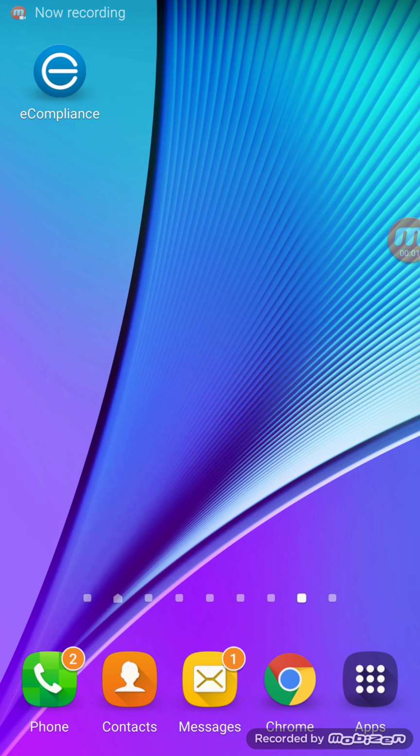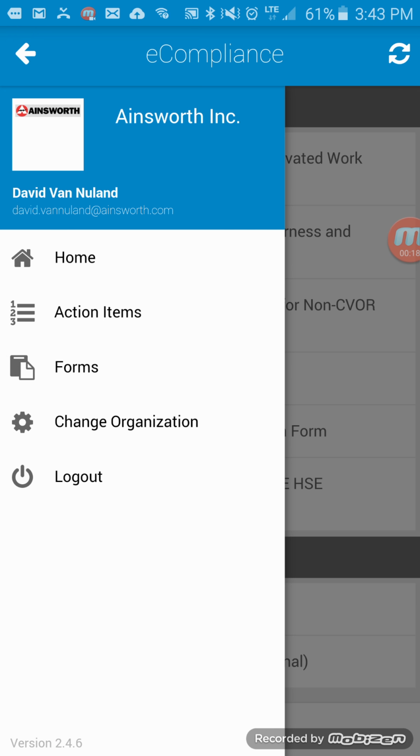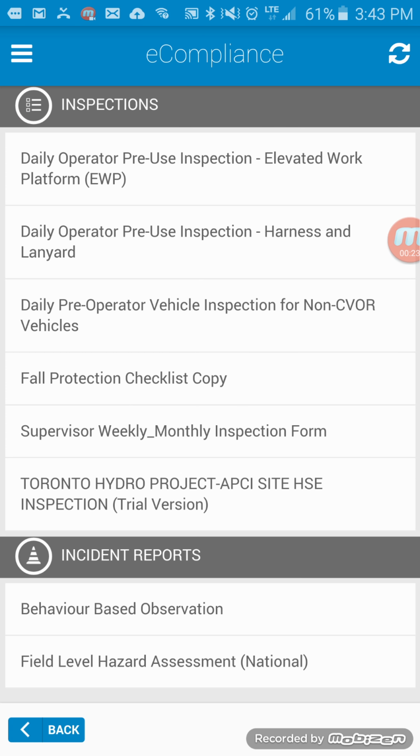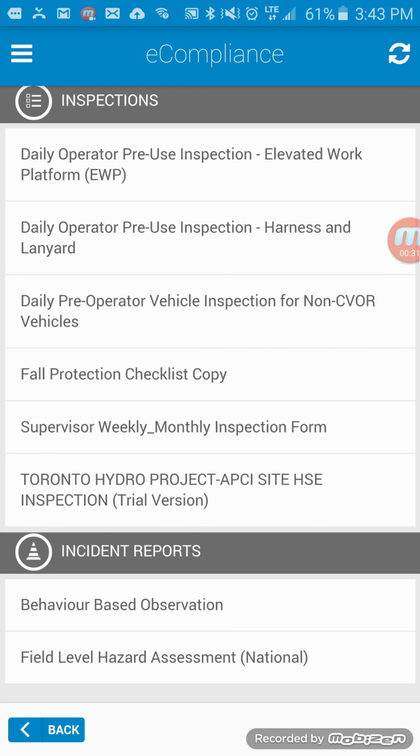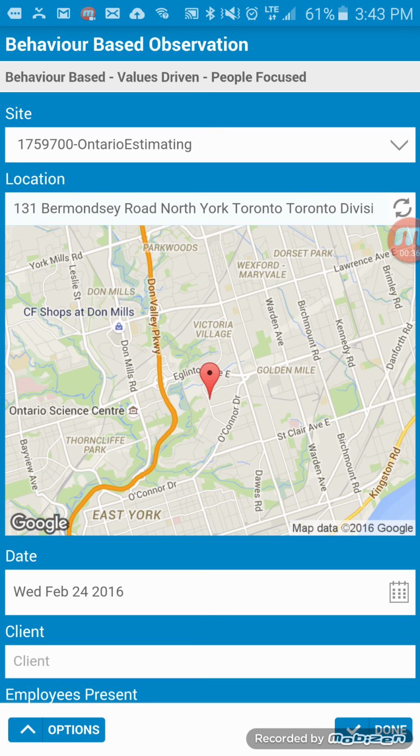Okay, everybody, we're going to show how to use the ECompliance software to do the behavior-based observation piece on ECompliance. So using your phone, you go to the ECompliance icon, then you go up here and pick a form, that form icon, then you go to Forms, then I'm going to pick here the behavior-based observation. So the behavior-based observation looks like this, and you just need to fill out all the documentation.